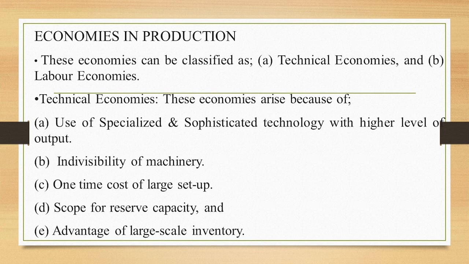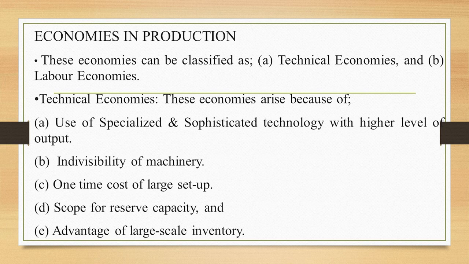Then one time cost of large setup. If output is at a higher level, then a huge and large technical setup supported by computers and automatic machines can be established. And if that is established, it simply means that there will be an advantage to the producing firm. Then a scope for reserve capacity. The reserve capacity can also be built up, and that reserve capacity is very important in times of need.